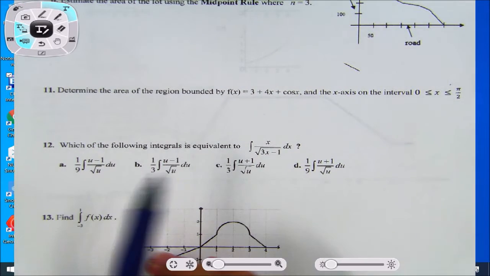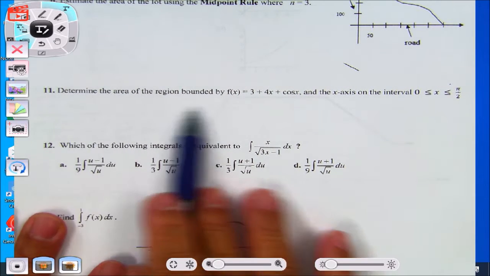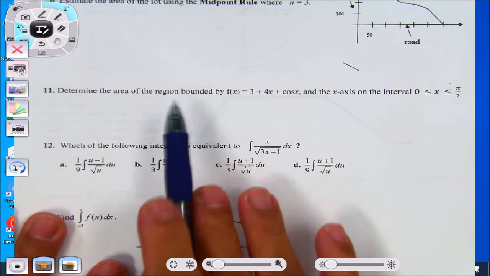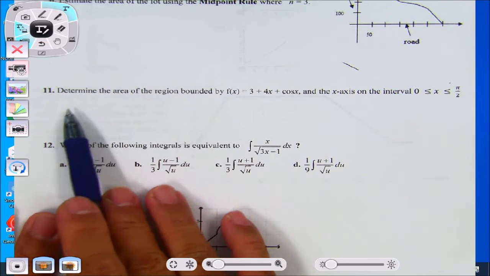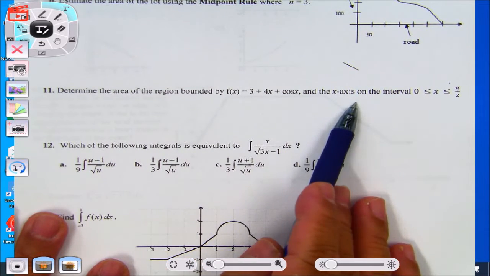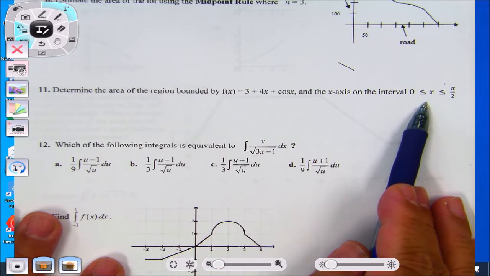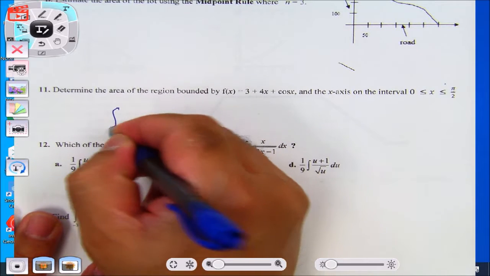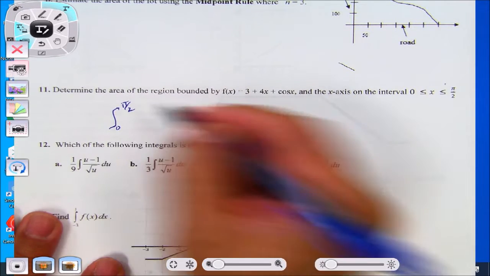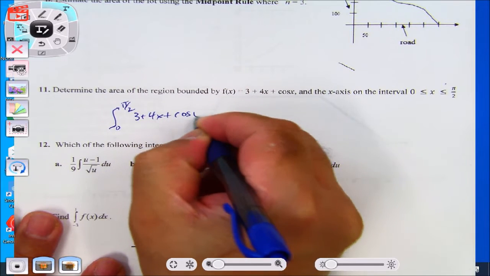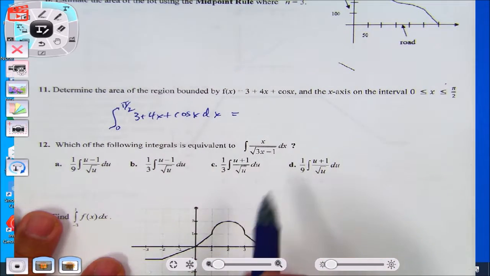So what you want to do is pay attention to the language here. The most important part of this question is understanding just the question. It says determine the area of the region bounded by the function and the x-axis on this interval. That is mathese for it's the integral from 0 to pi over 2 of the function 3 plus 4x plus cosine x dx. So that's a direct translation into math.